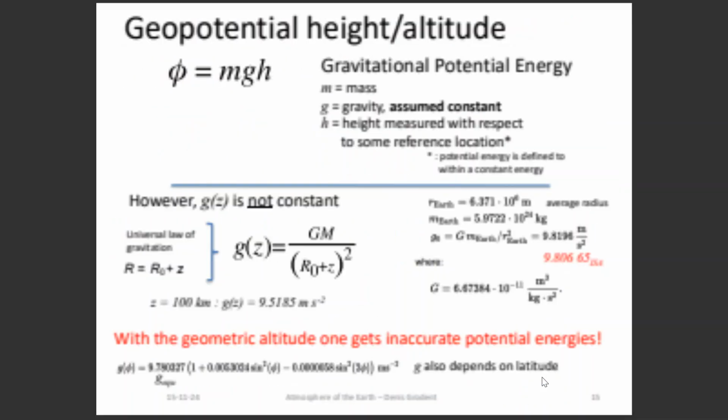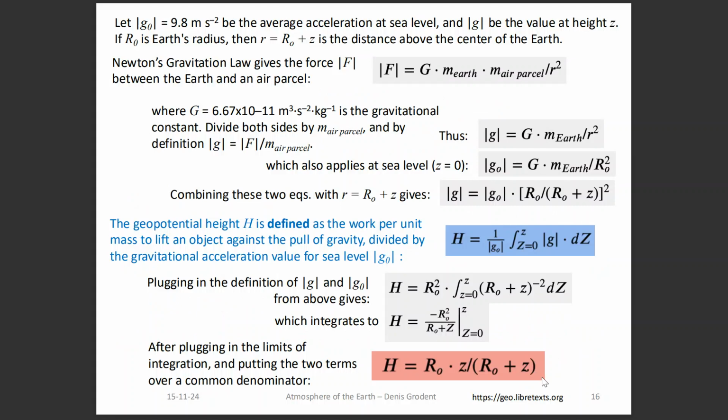And so we defined the geopotential height as the work per unit mass to lift an object against the pull of gravity. So this work will be less at high altitude than at low altitude. So the geopotential height was defined as the ratio of R0 Z divided by R0 plus Z. You notice that if Z is small, we can approximate the geopotential height as being Z, since this term will go towards zero.